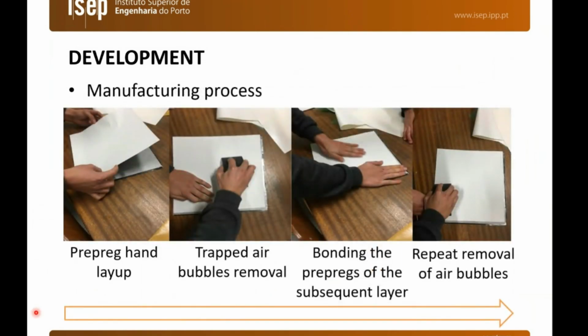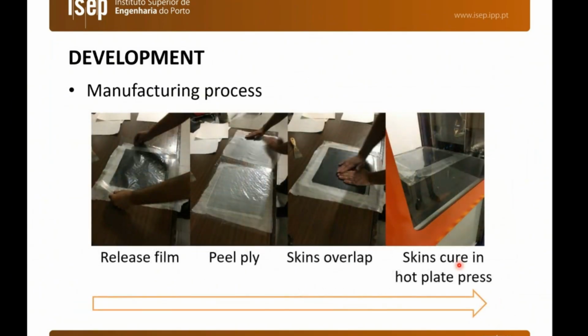Some details about the manufacturing process. The skins were fabricated first with manual prepreg layup, removal of the air bubbles between consecutive layers, bonding of the prepreg, and repeating the removal of the air bubbles until we have the full laminate with the entire number of plies that we stipulated.